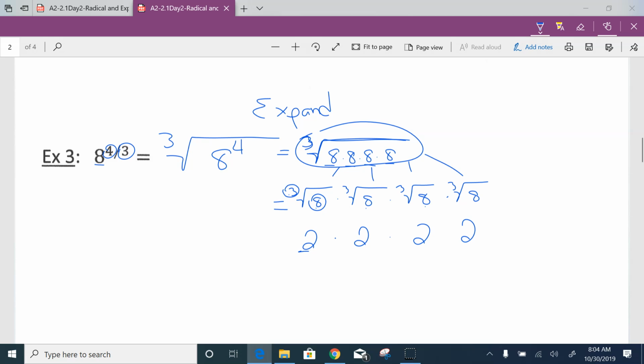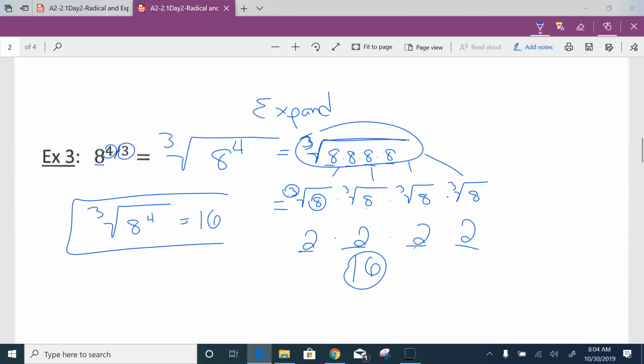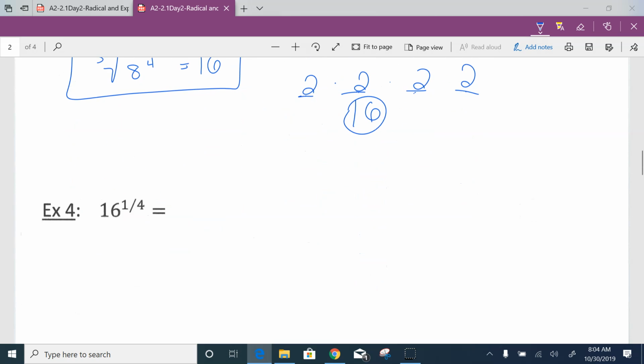So I can multiply all these answers now. 2 times 2 times 2 times 2. 2 times 2 is 4. 4 times 2 is 8. 8 times 2 is 16. So to make this really short and sweet, I'd say the cube root of 8 to the 4th power is 16. And there's my final answer. So it's just another way of thinking of dividing numbers, but by themselves, by a singular number. Multiplying and dividing can come up a lot.